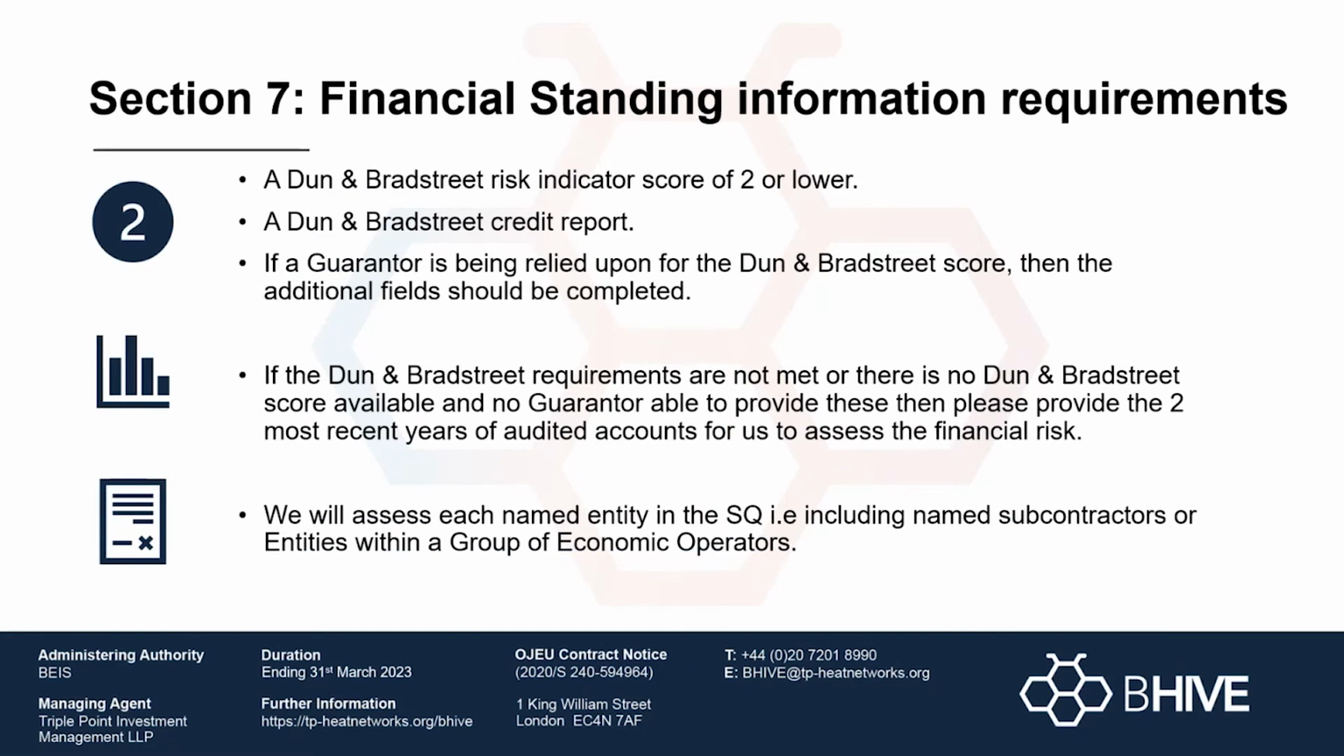So a bit more detail on the financial standing information requirements. For this DPS, we require a Dun & Bradstreet risk indicator score of 2 or lower. We require you to submit your credit report, and then if a guarantor is being relied upon, then there are some additional fields that need to be completed to give information about that guarantor. If these requirements are not met, or there is no Dun & Bradstreet score available or no guarantor available to provide these, then you are able to provide the 2 most recent years of audited accounts for us to assess the financial risk. More detail can be found in the funder provider guidance that details exactly what we require under this section. And we will assess each named entity in the SQ, so that's subcontractors and the other entities in the group of economic operators.